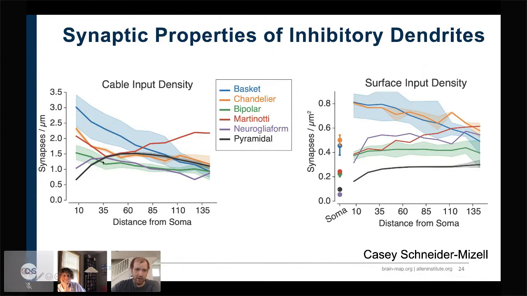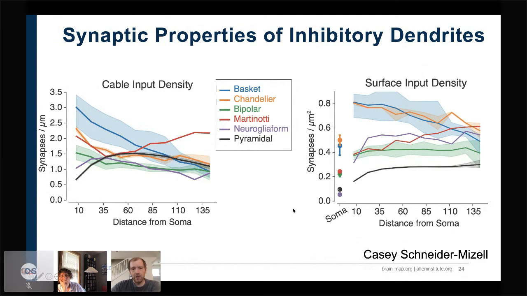The pyramidal cells here have this kind of characteristic curve to them. Other cells, like the Martinotti cell, seem to have an increasing density of synapses as you go farther away from the soma. And so that's one way you can look at synapse density. Another way is actually to quantify it in terms of the synapses per micron square of surface area.